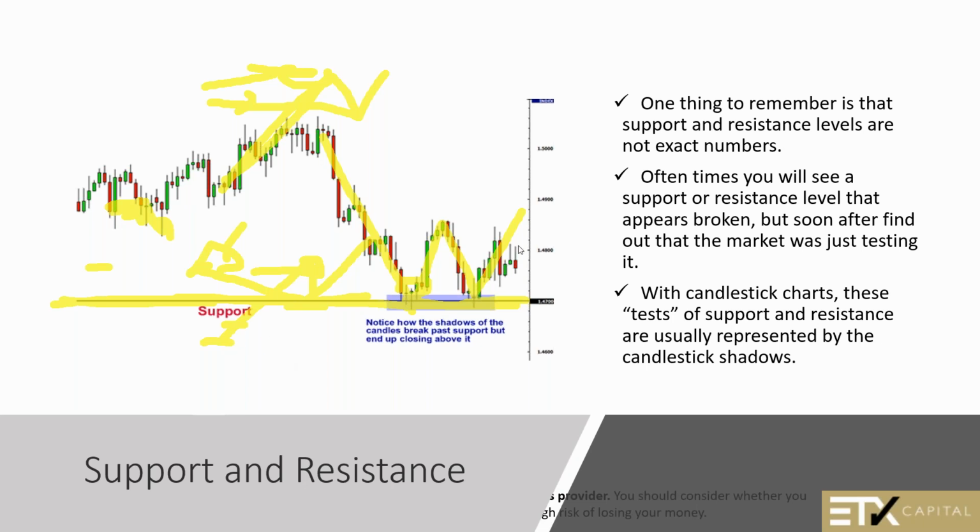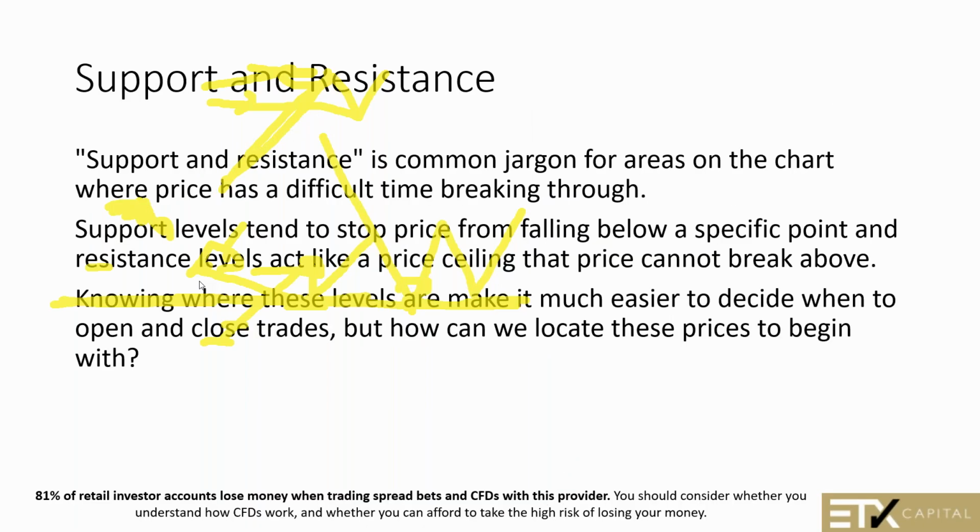Now, there is no rule that it couldn't come down and go right through it again. There's no guarantee about anything. It's not like they're putting up a fence that the price can't get through. Support and resistance is common jargon for areas on a chart where price has had a difficult time breaking through. Support levels tend to stop price from falling below a specific level, and resistance levels act like a ceiling that price cannot break above. Doesn't mean it can't go above, doesn't mean it won't go above, doesn't mean it won't go slightly through it and come back down underneath of it.